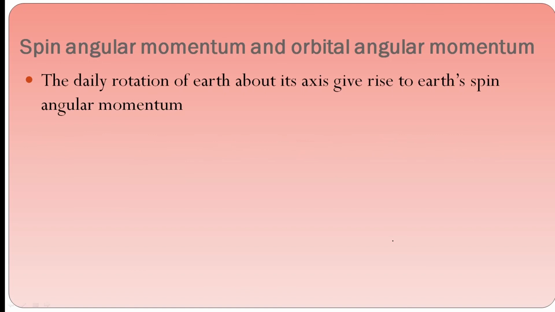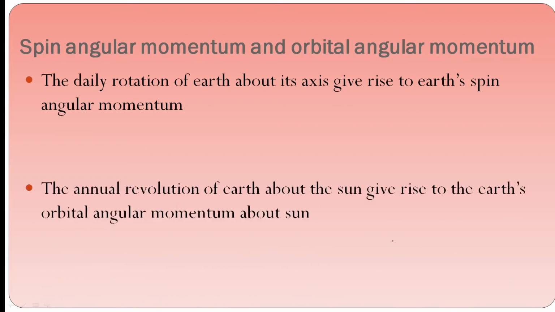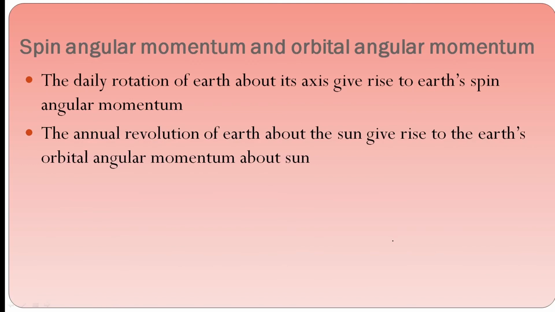And you know, the daily rotation of earth about its axis gives rise to that spin angular momentum. Self rotation ആണ് spin angular momentum ഉണ്ടാക്കുന്നത്. The annual revolution of earth about the sun gives rise to the orbital angular momentum about sun. And the total angular momentum will be definitely the sum of the spin angular momentum and orbital angular momentum. ഇതിന്റെ ടോട്ടൽ ആംഗുലാർ മൊമെന്റം എന്ന് പറയുന്നത് സ്പിൻ ആംഗുലാർ മൊമെന്റം, അതായത് ഡെയിലി റൊട്ടേഷൻ കൊണ്ടുണ്ടാവുന്ന ആംഗുലാർ മൊമെന്റത്തിന്റെയും ആനുവൽ റവല്യൂഷൻ കൊണ്ടുണ്ടാവുന്ന ആംഗുലാർ മൊമെന്റത്തിന്റെയും സം ആയിരിക്കും.